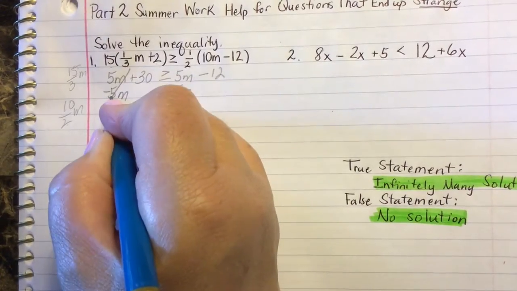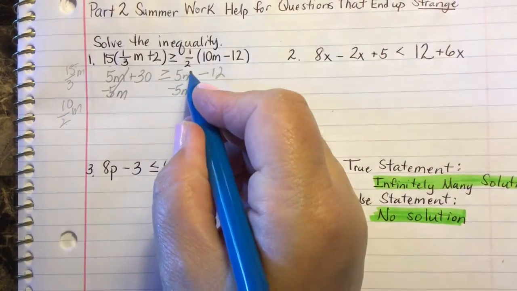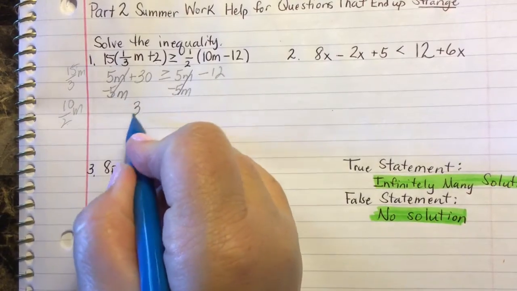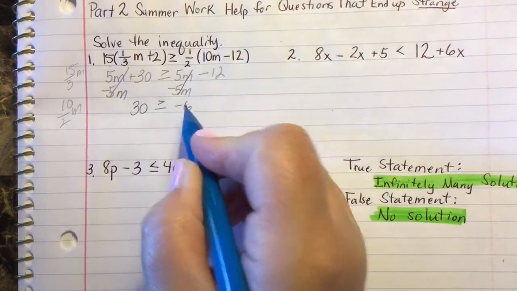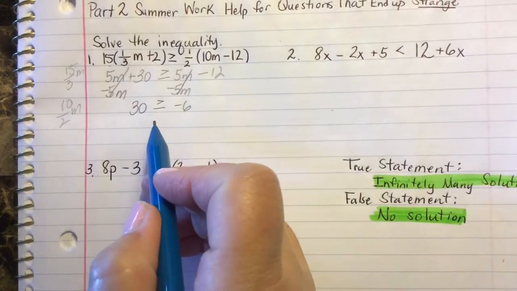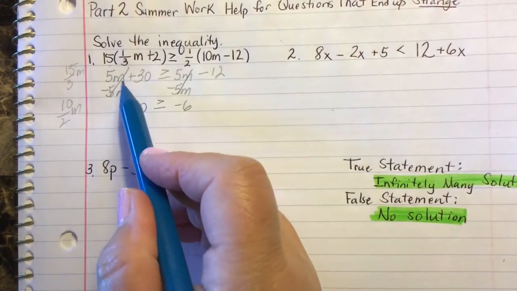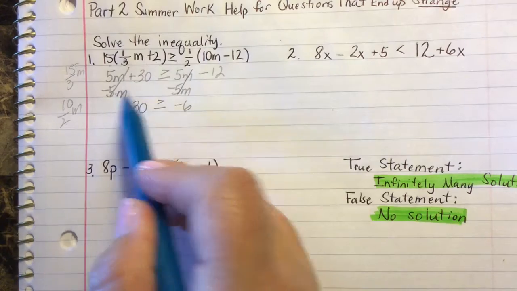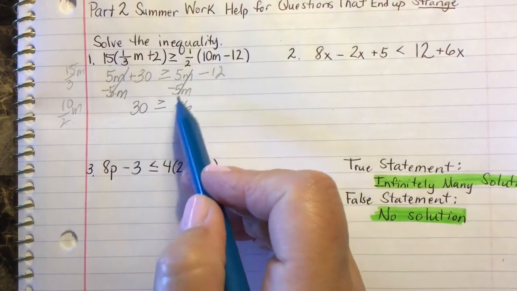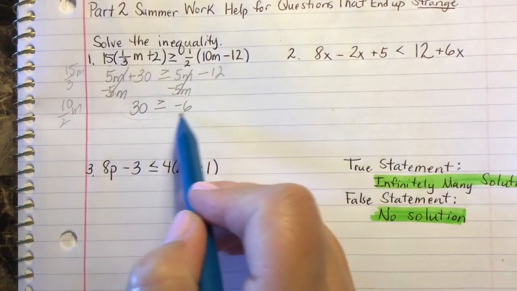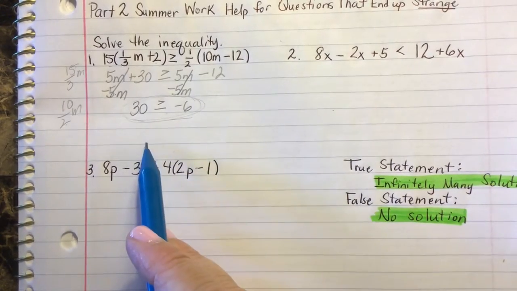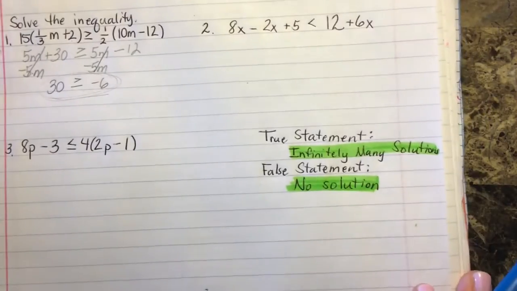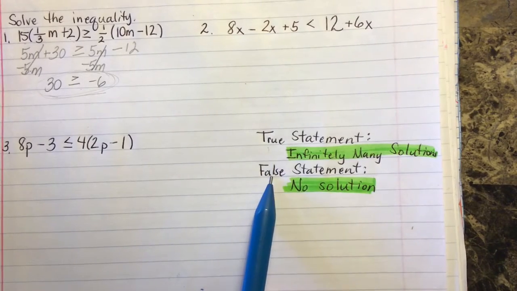5m minus 5m cancels out. I'm left with 30 is greater than or equal to -6. That is very strange because we're not used to our variable going away or being canceled out. What happens is you're left with a mathematical statement. You have to decide if this mathematical statement is true or if it's false.